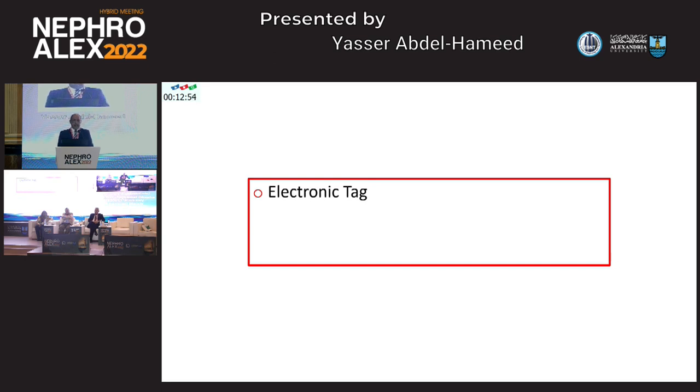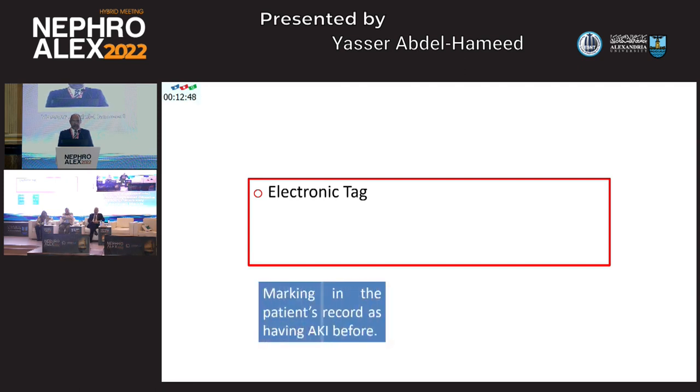Electronic tagging is another application of artificial intelligence or clinical informatics. It is marking in the patient records that the patient has had acute kidney injury before. So when you open the file, this patient is marked as having acute kidney injury. And this, of course, as you all know, means better care, better follow-up, better treatment, better avoidance of nephrotoxic drugs, which usually will be translated into better long-term care.